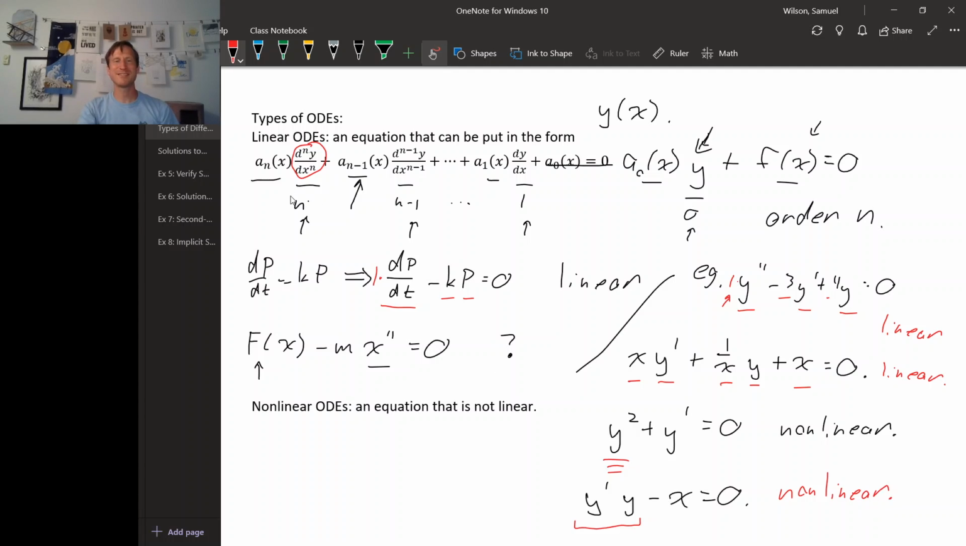The reason why it's so important to make a distinction between linear and nonlinear equations is because a lot of the tricks that we will figure out for linear equations won't at all work for nonlinear equations.